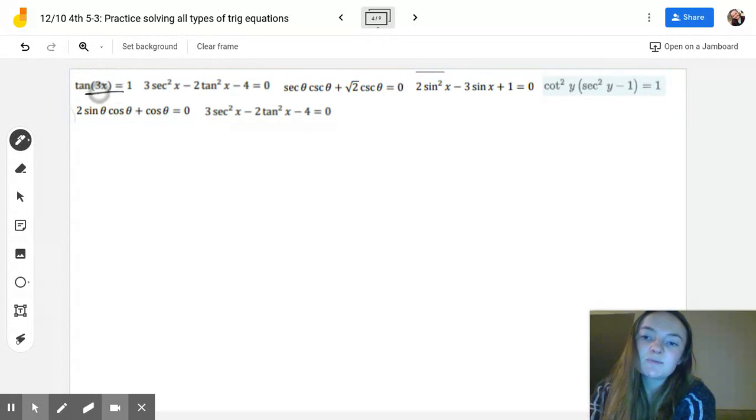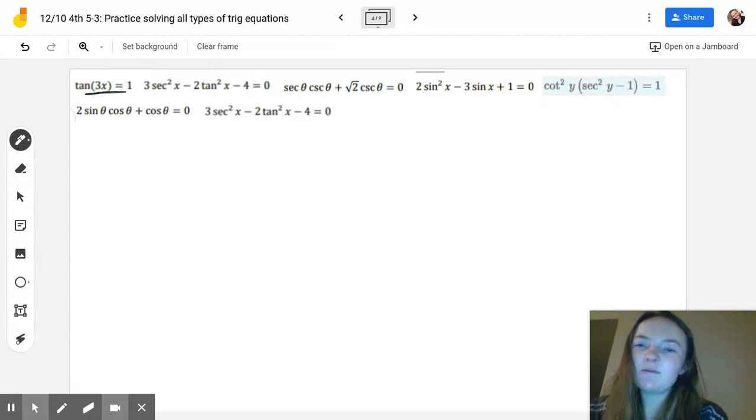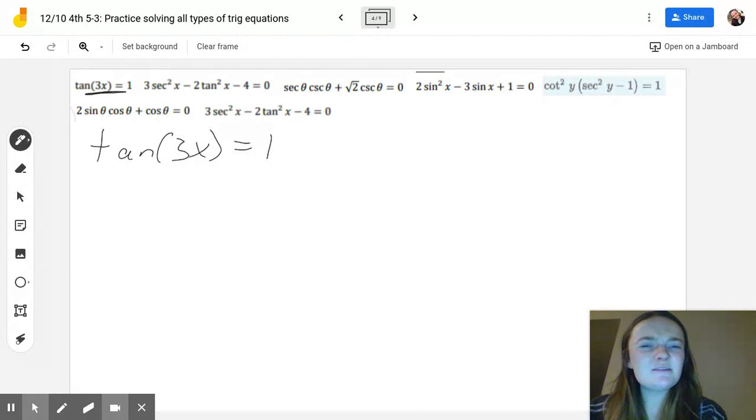What this equation is called is a multiple angles equation, and we're going to solve it just like normal. We just are going to use a little bit of substitution. So the first thing we're going to do, tangent of 3x is equal to 1. I'm going to go ahead and think out loud for a minute. Tangent of 3x equals 1.